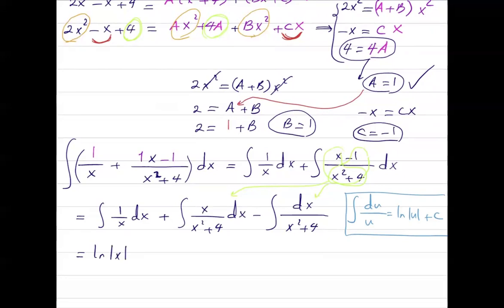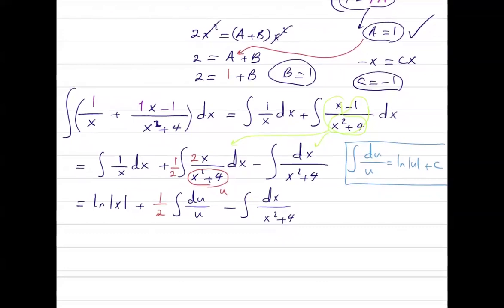For the second integral, you can use u-substitution. U is x squared plus 4. Du is 2x dx. So I'm going to multiply and divide by 2. This becomes a half integral of du divided by u, minus the integral of dx divided by (x squared plus 4). What is that integral? That integral, as you remember, is a half inverse tangent of x divided by 2.